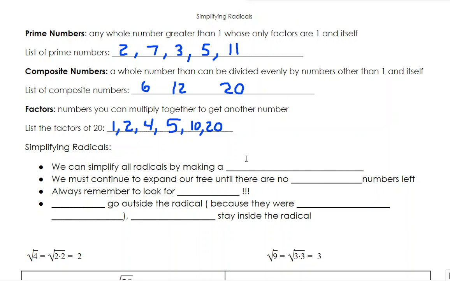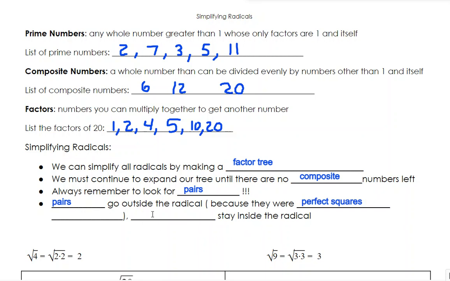So when we're simplifying radicals, we need to know what a prime number is, what a composite number is, and we need to know what factors are because we're going to make factor trees, right? So we can simplify all radicals by making a factor tree, right? We must continue to expand our tree until there are no composite numbers left. On our factor tree, we're going to look for pairs, right? And pairs are going to go on the outside of the radical because they were perfect squares.